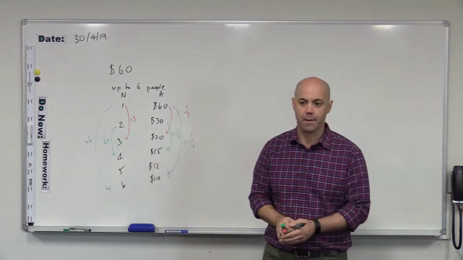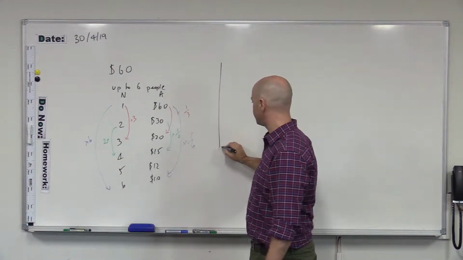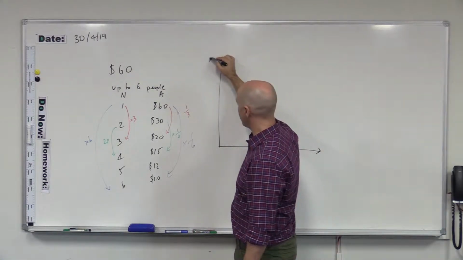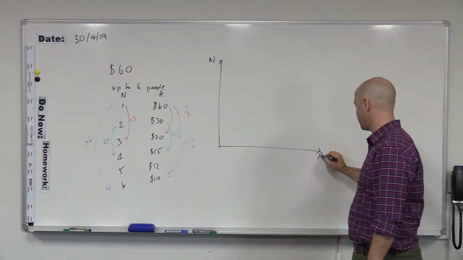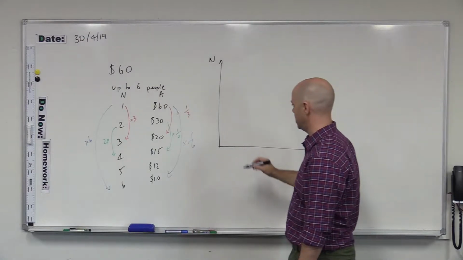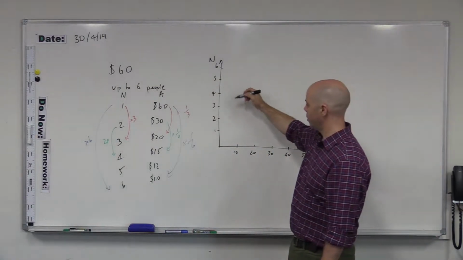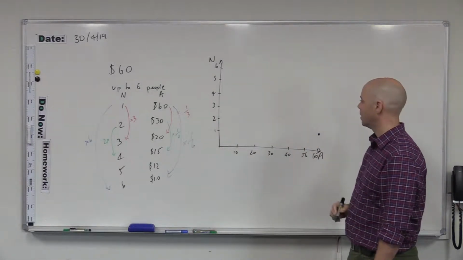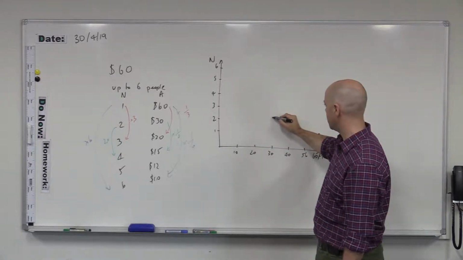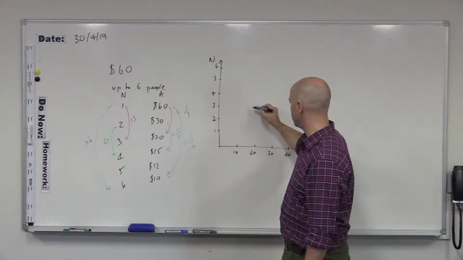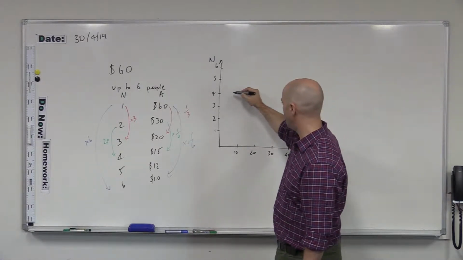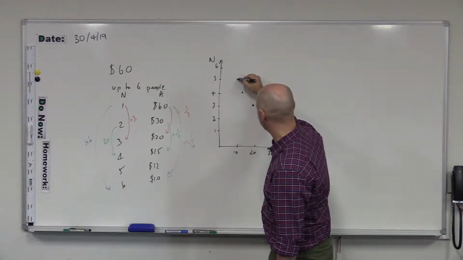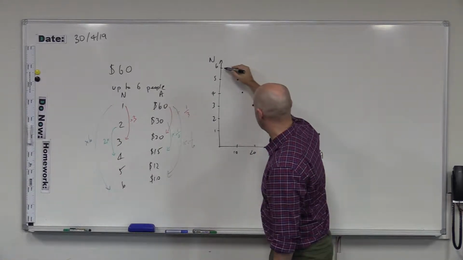If we were to graph this relationship, with number of people in the y-axis and the amount for each person in the x-axis, where do they go? First one person, $60, it's out here. 2 people, $30, it's here. 3 people, $20, here. 4, 15. 5, 12. 6 people, 10.